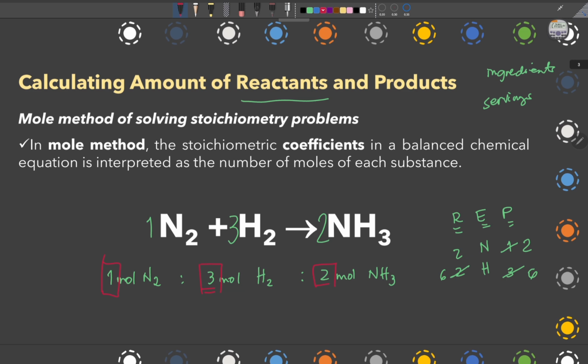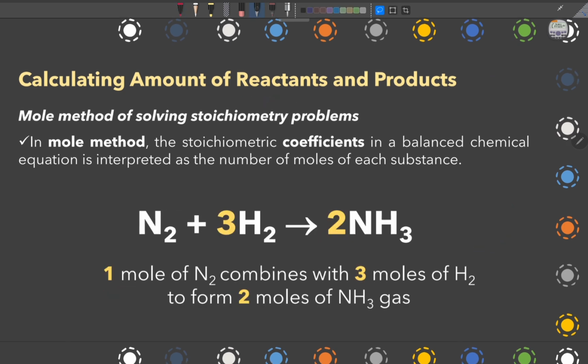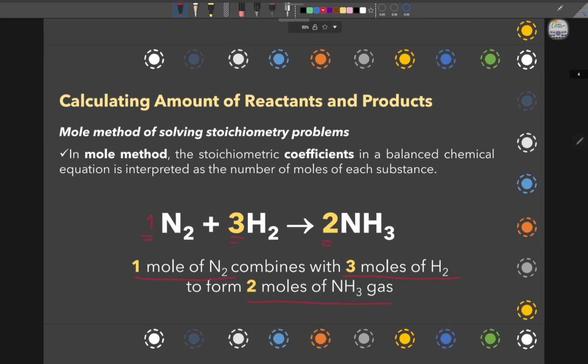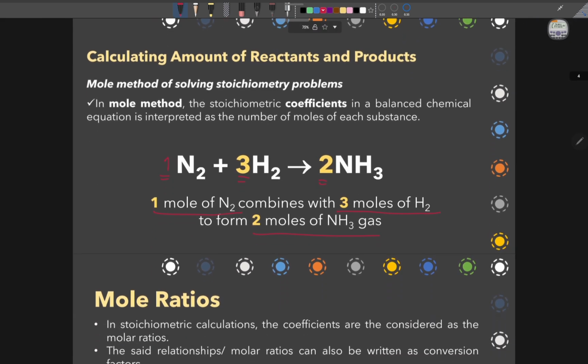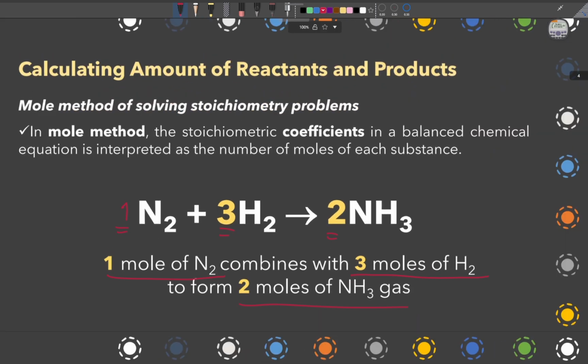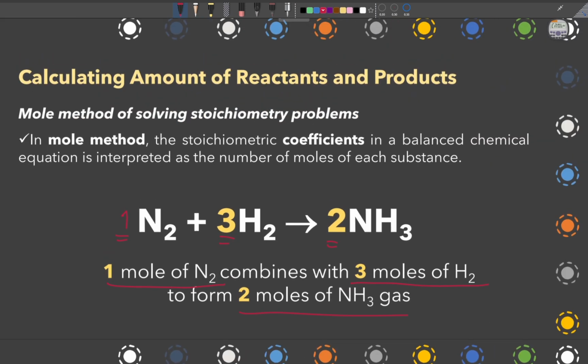So the balanced equation shows you the ratio between each substance. This means that the coefficient shows you the number of moles of each substance: 1 mole of nitrogen gas, 3 moles of hydrogen gas, to form ammonia. We'll use that to solve for a certain amount of substance. Of course, it will not always be in whole numbers.